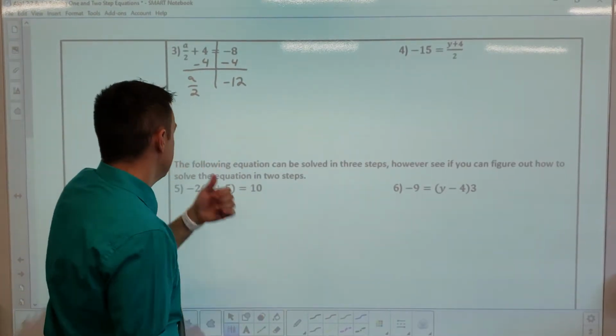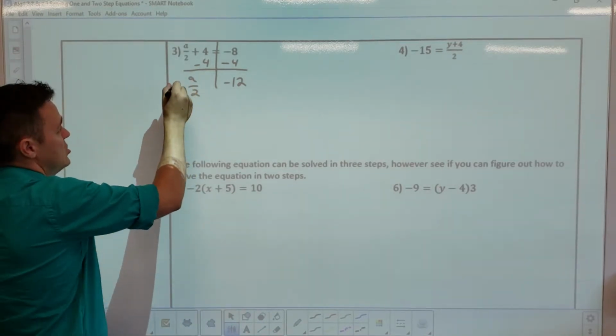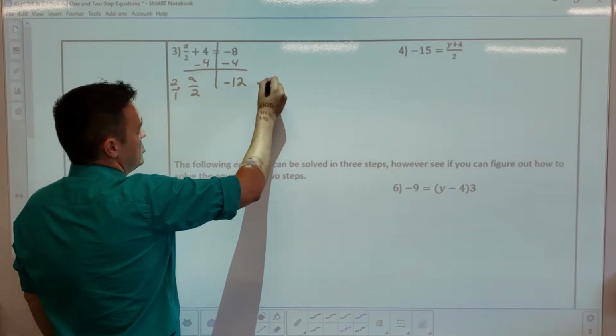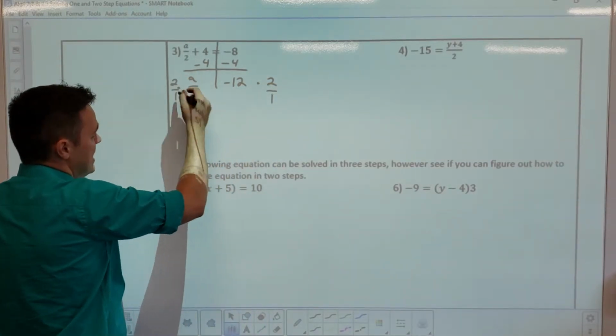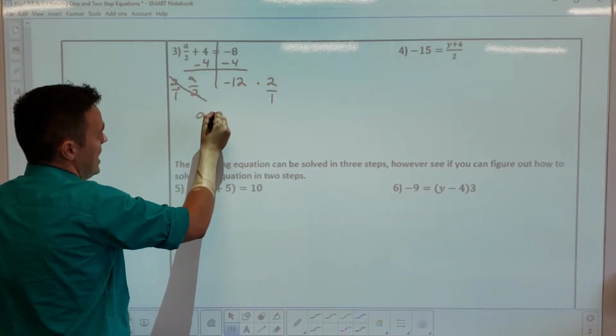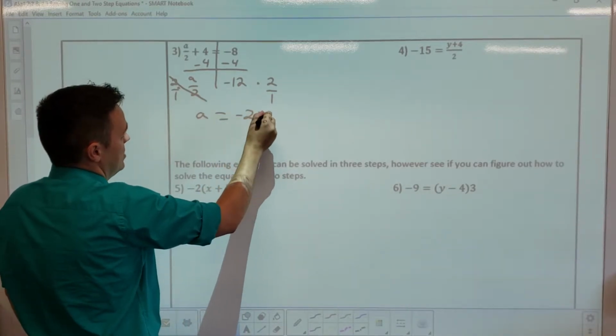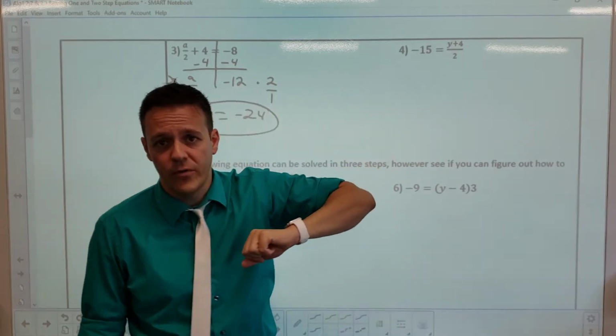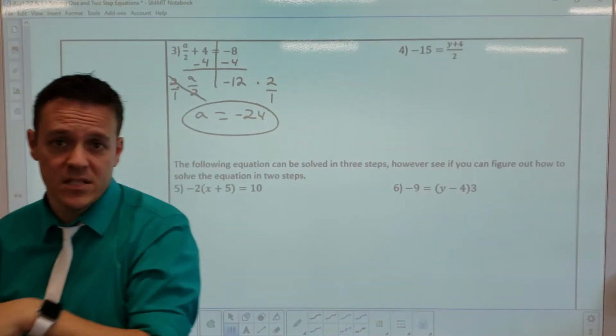And then the next step, ladies and gentlemen, is you have a fraction. So you need to multiply both sides by 2 over 1. Multiply by 2 over 1. These cancel out, so you're left with a equals -24. Solve 4 first. Get rid of the fraction first.